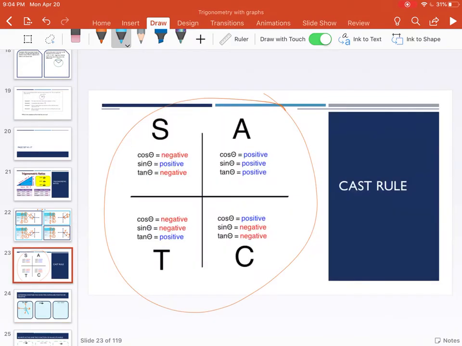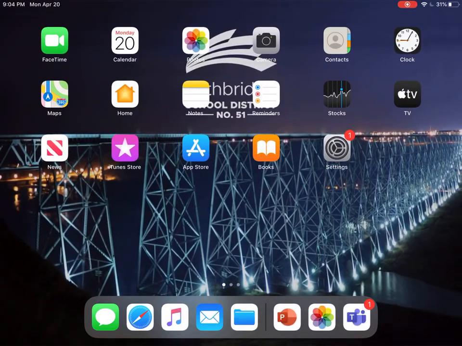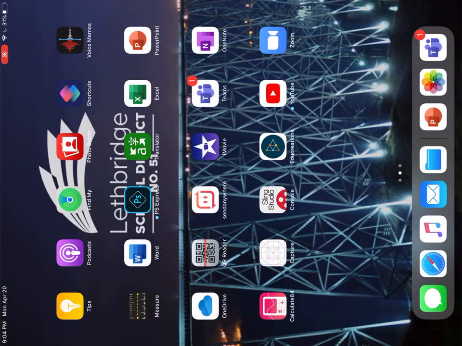We go back to our CAST rule. In quadrant 4, we know sine is negative. And I'm going to draw this at the top so then I don't have to go back and forth. So we should end up with a negative ratio. So now I'm actually going to show you how to double check this using your calculator. So when you type sine 280 degrees in your calculator, you end up getting your ratio. So let's try typing it in really quick. So the trick with this unit is you will be going back and forth from degrees to radians. So in this question, our angle's in degrees, so we're going to type our angle in degrees.